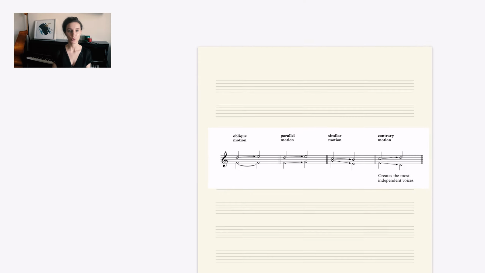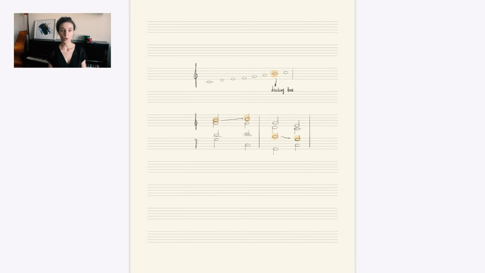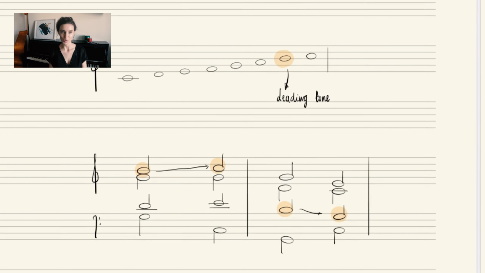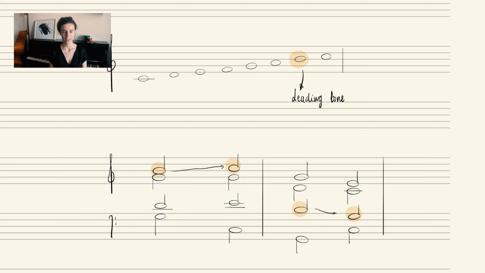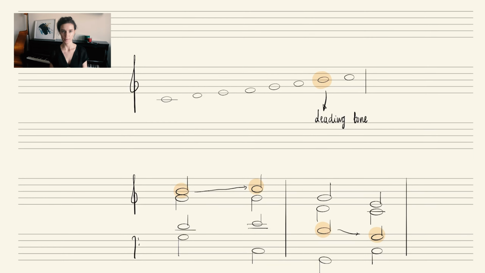Now, the first rule of voice leading is always resolve the leading tone in the correct way. First, what is the leading tone? The leading tone is the 7th degree of the scale. It is called the leading tone because the 7th degree of the scale leads us on to the 1st degree of the scale. So if you have a chord that includes the 7th degree of the scale that you are currently finding yourself in, then you have to resolve it in the correct way.